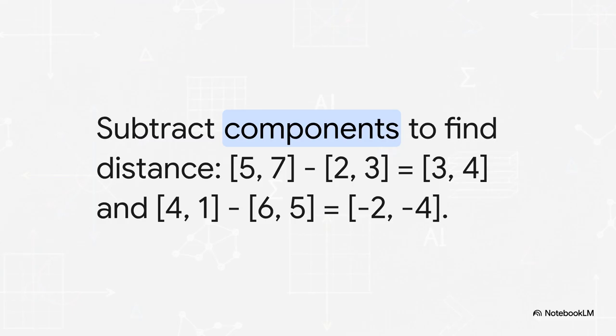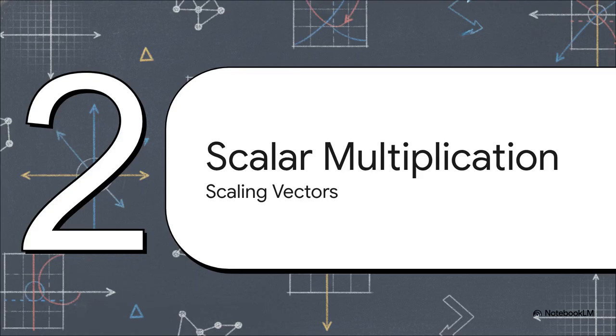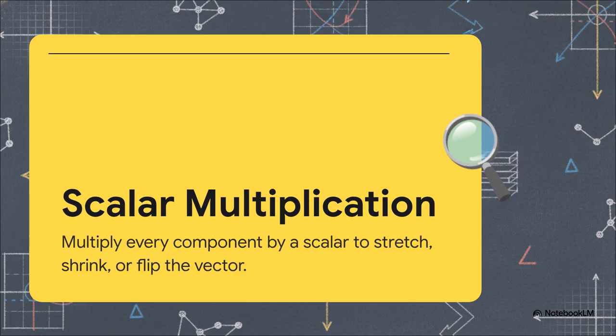This very simple idea of subtraction revealing direction, that is exactly how AI models learn the underlying relationships and distances between words. All right, on to Section 3, scalar multiplication, or how we go about scaling vectors. So, we know how to combine vectors, and we know how to find the difference between them. Now we need to know how to scale them.